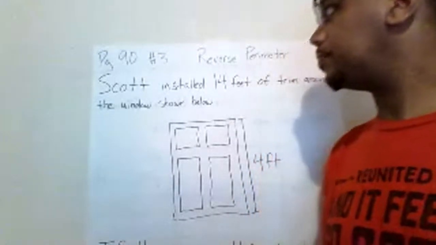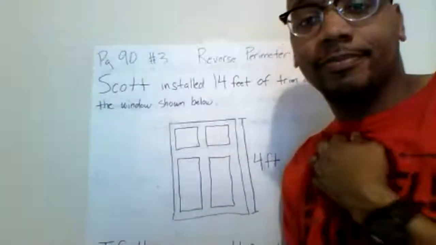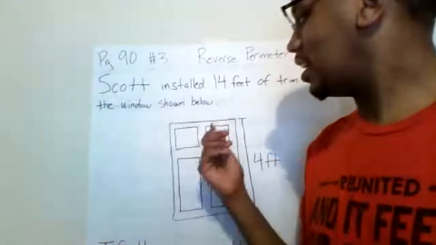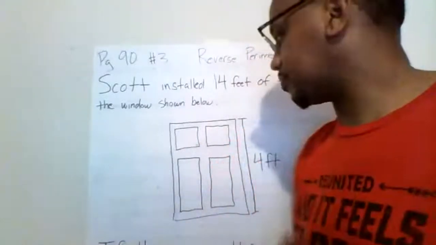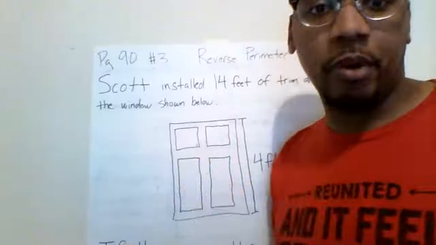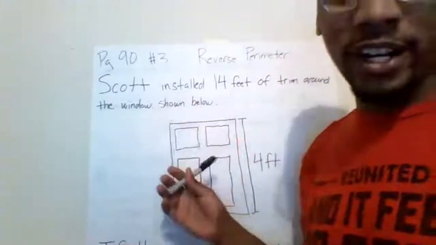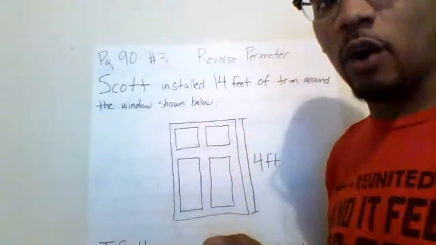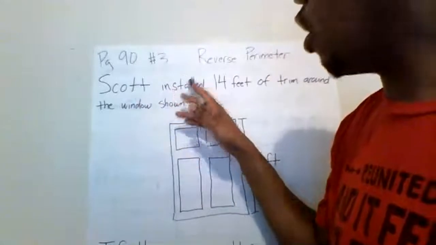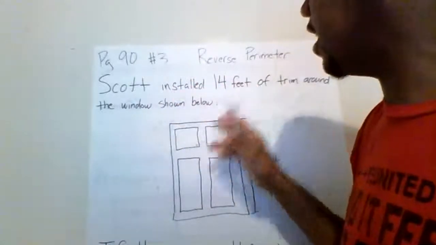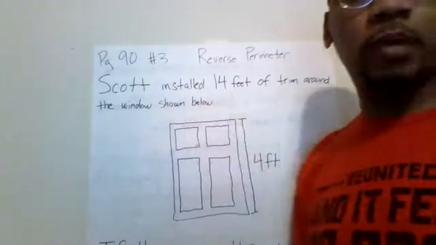All right. This problem is number 3. And this one is talking about Scott. I know my drawing is ugly. You don't have to talk about my drawing. But I wanted to show you the exact problem that Scott had, because Scott is talking about a window. And what Scott wanted to do was Scott installed 14 feet of trim around the window shown below.